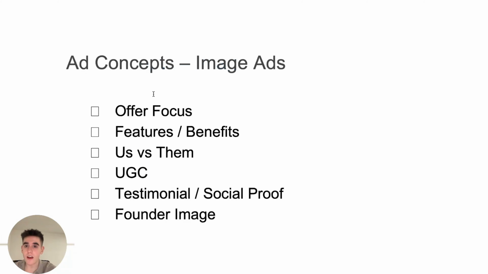For image ads, there are a couple more things. There's offer focus, and there's features and benefits, which is kind of like product showcase. You have some bullet points or just make it look cool, but explain the benefits of the product in detail. Then you have us versus them. You have UGC again, which instead of a whole video is just a selfie of the creator with the product. Then there's testimonials and social proof, and then also founder images, obviously.